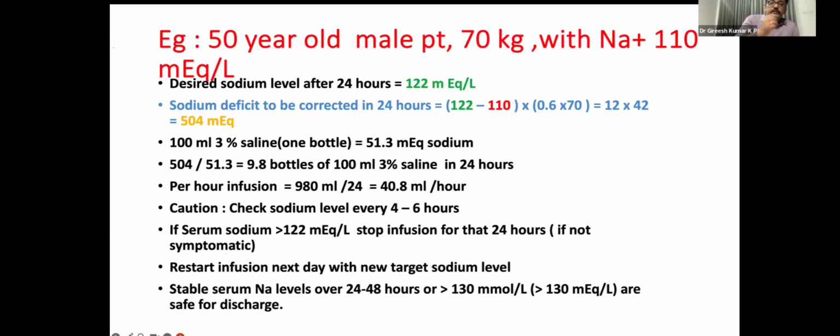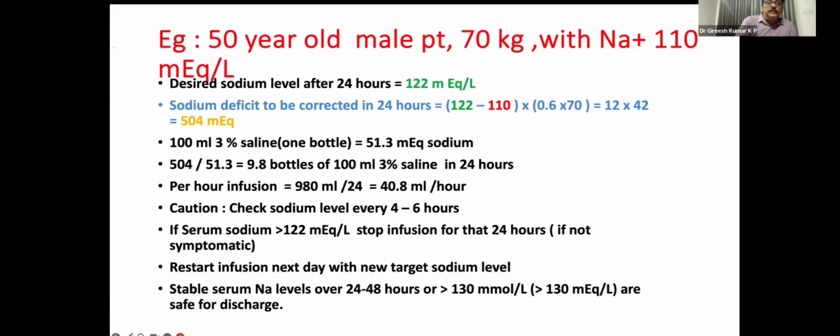But remember, when we are calculating, you may get 10 liters, but even after giving 600 or 700, it may get corrected or overcorrected. So you have to be very careful. You can check the sodium levels every 4 to 6 hours. If there is no emergency, you should not treat it fast. You should give it as a slow infusion, around 8 to 10 milliequivalents only. You should correct over 24 hours.